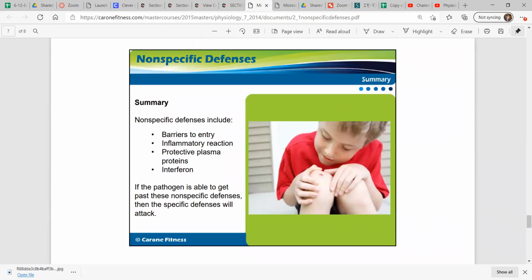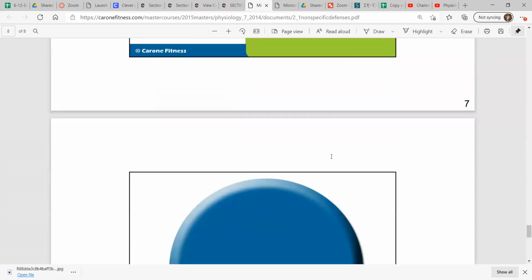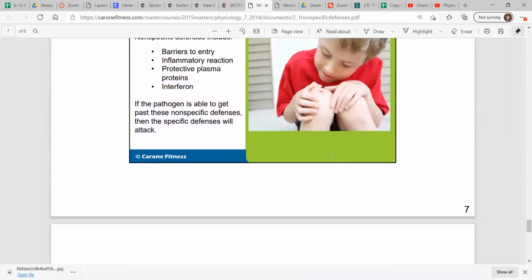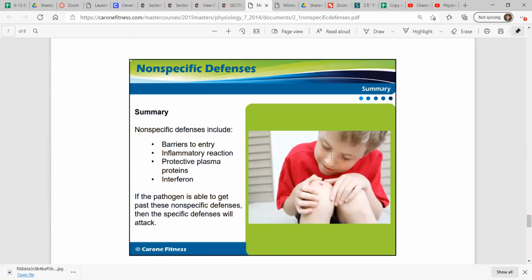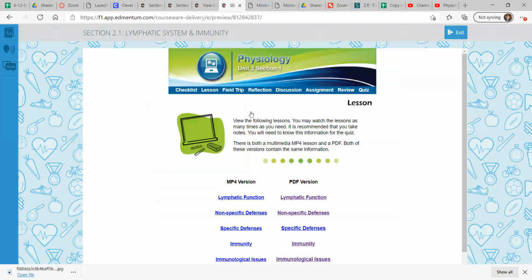So, in conclusion, to summarize the non-specific defenses, that includes barriers to entry, inflammatory reaction, protective plasma proteins, and interferon. If the pathogen is able to get past these non-specific defenses, then the specific defenses will attack. So this is the first line of defense for your body. And once it gets past this, if it does, then those more specific defenses kick in to target the invaders. And I'll show you that right now.